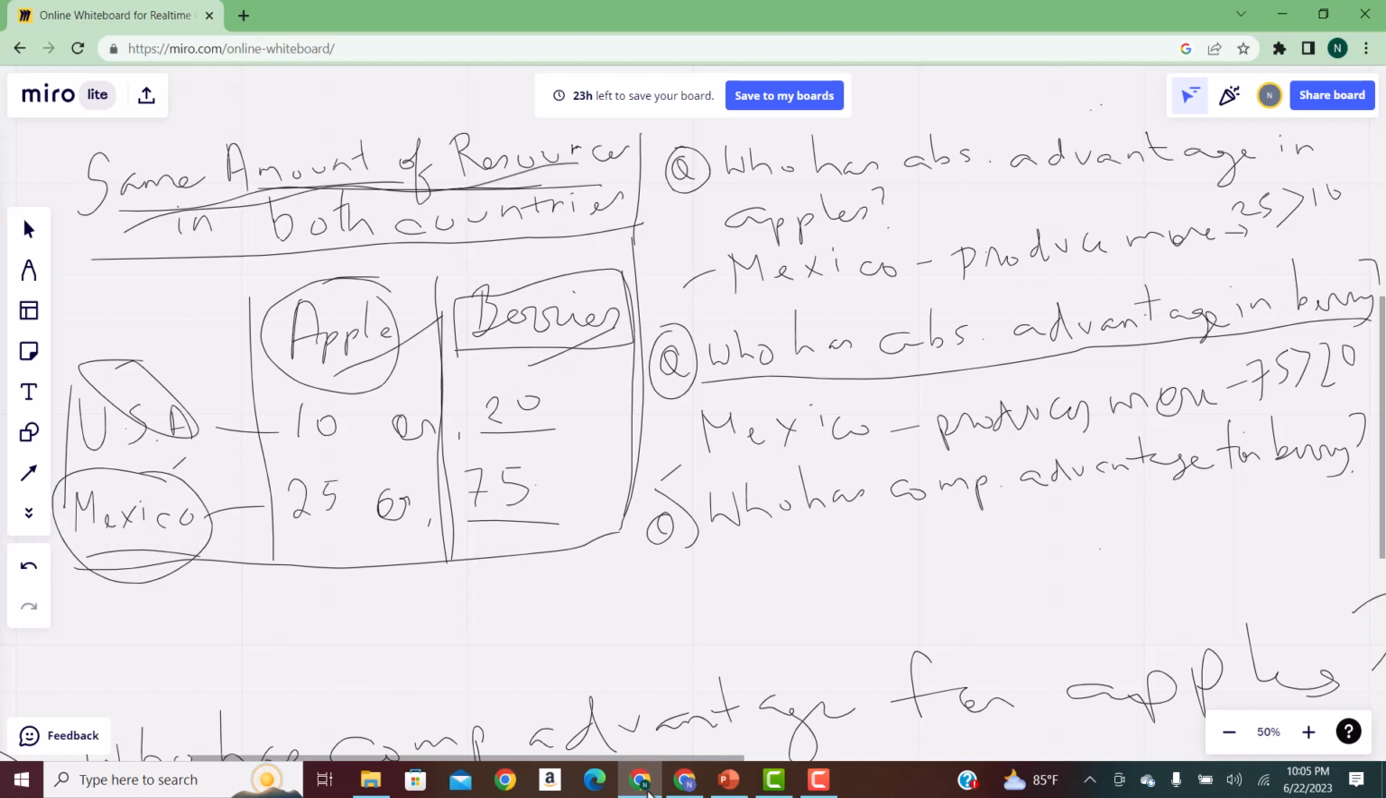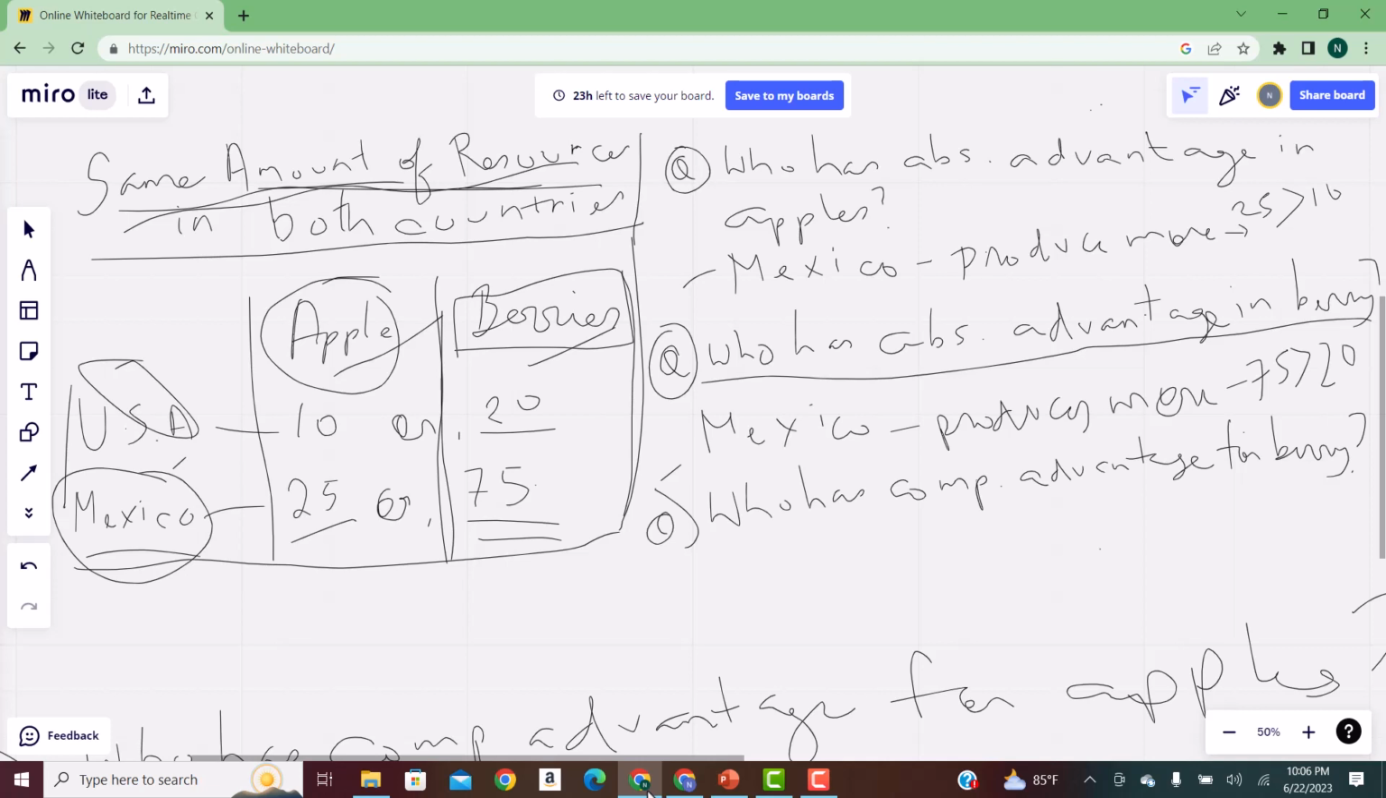But resources are limited or fixed. So they cannot produce both apples and berries at the same time. They have to make a choice. It's or. With the resources, they can either produce 25 apples or 75 berries. So now, because the absolute advantage model did not work, as Mexico has absolute advantage on both the products, we're going to have to shift to the comparative advantage model, where we look into the opportunity cost for each of the countries and for each product.